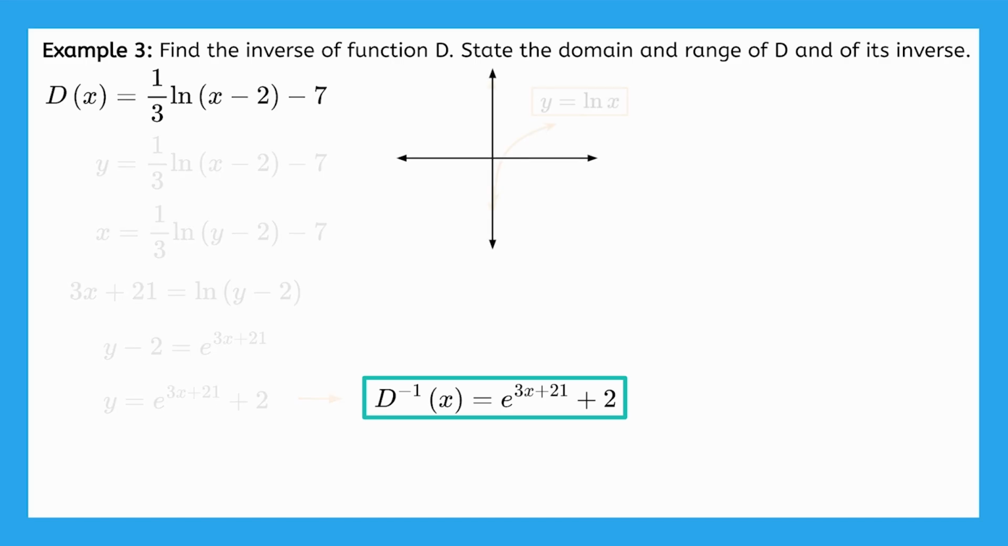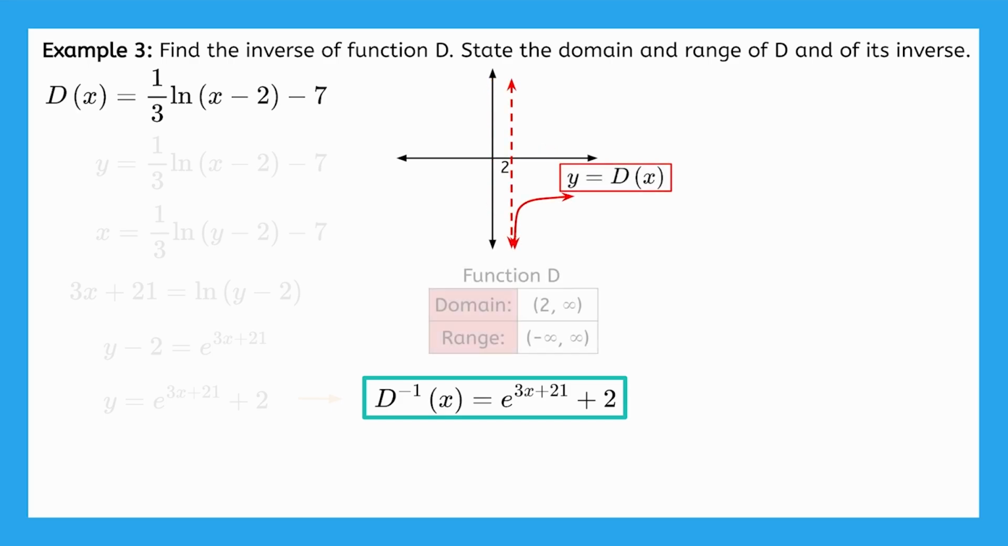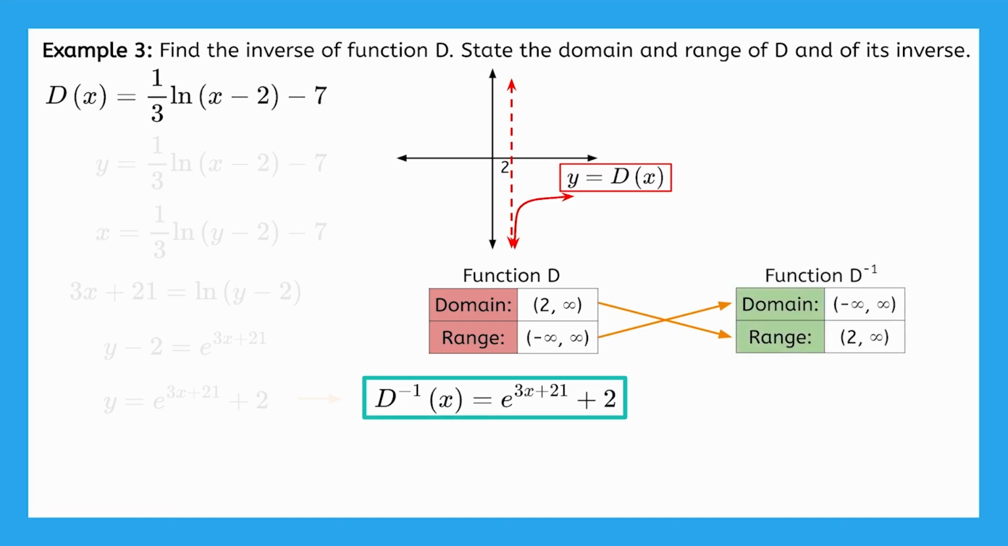The parent function of d is ln of x, which gets vertically compressed by a factor of 1/3 and then translated 2 units right and 7 units down. We can then see the domain of d is from 2, non-inclusive, to infinity, and the range is from negative infinity to infinity. Automatically, the domain of d inverse becomes from negative infinity to infinity, and its range from 2 to infinity.